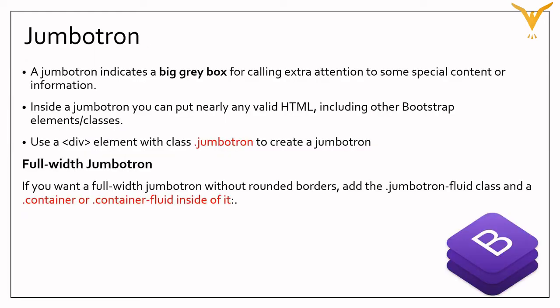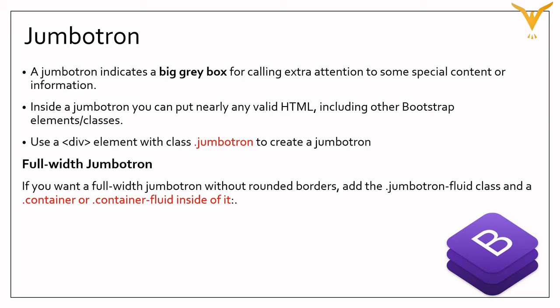The Jumbotron class indicates a big gray box for calling extra attention to special content or information. It means if you want to display some important information on your website, or you want to highlight it, then you can use this Jumbotron class. It is also used for writing the heading of your website so that the heading is highlighted.